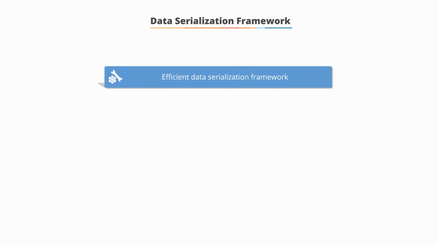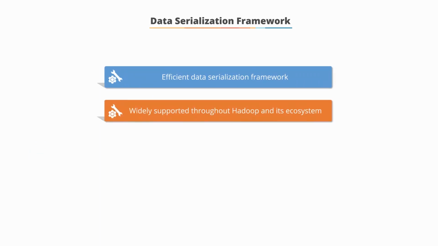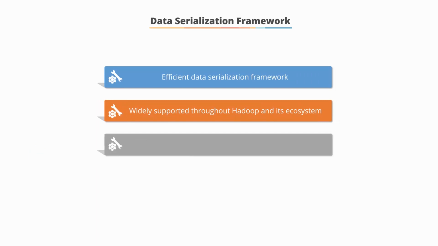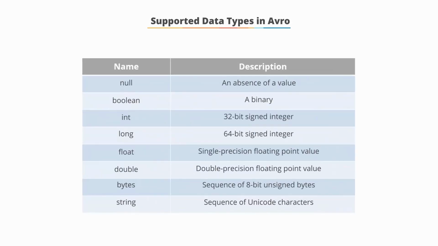A data serialization framework. Avro is an efficient data serialization framework, which is widely supported throughout Hadoop and its ecosystem. It also supports remote procedure calls, or RPC, and offers compatibility with programming environments without compromising performance. Let's take a look at the data types supported by Apache Avro and Avro schemas.